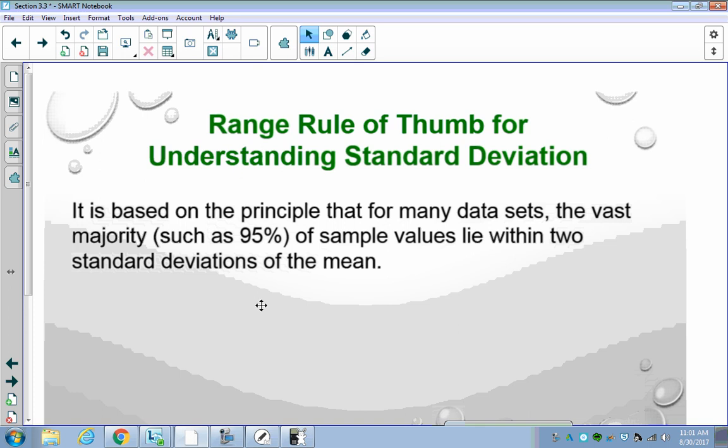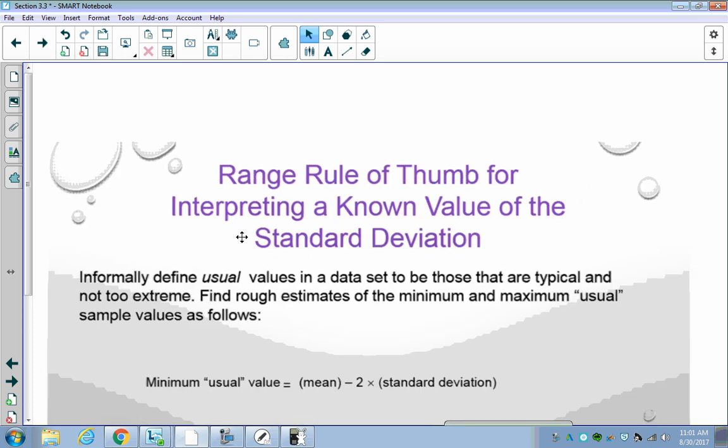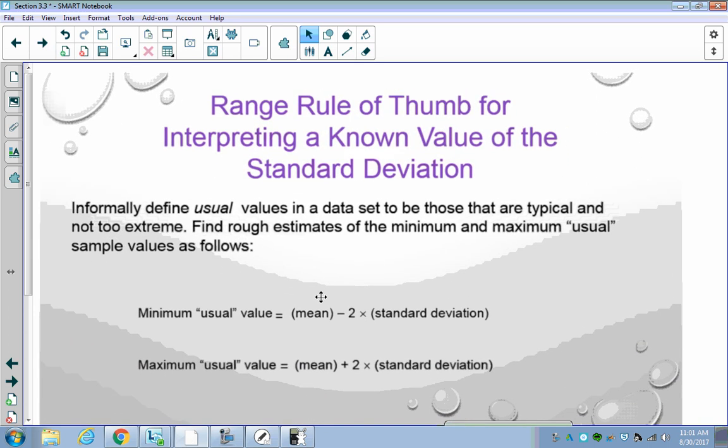95% within 2 standard deviations of the mean. So here's the formula, which says the minimum value is equal to the mean minus 2 times the standard deviation. The maximum value is the mean plus 2 times the standard deviation. Okay, what are you doing? You're going to the mean, you're subtracting it twice, and you're adding it twice. That's all it means. Okay?